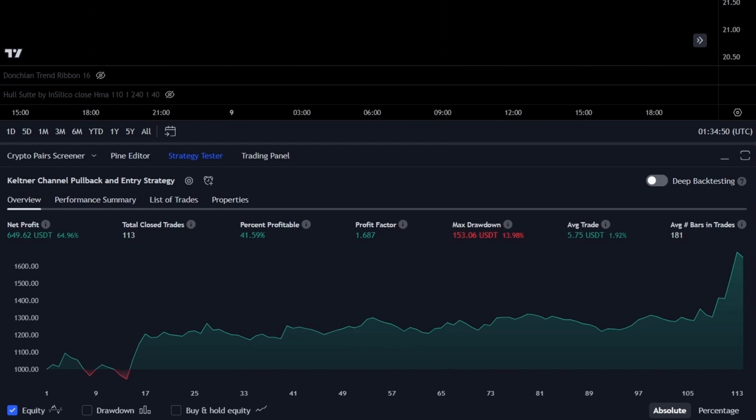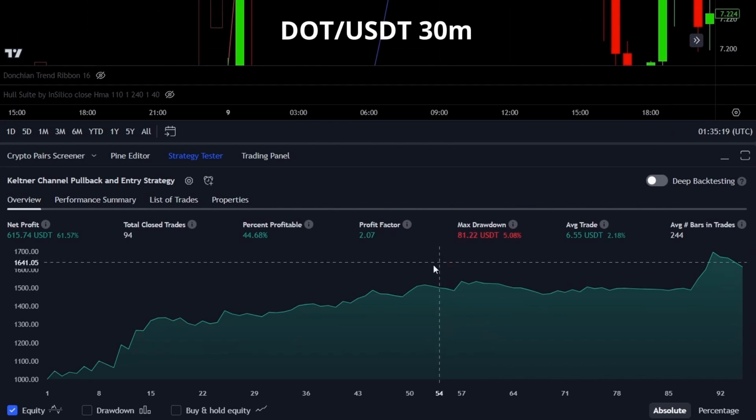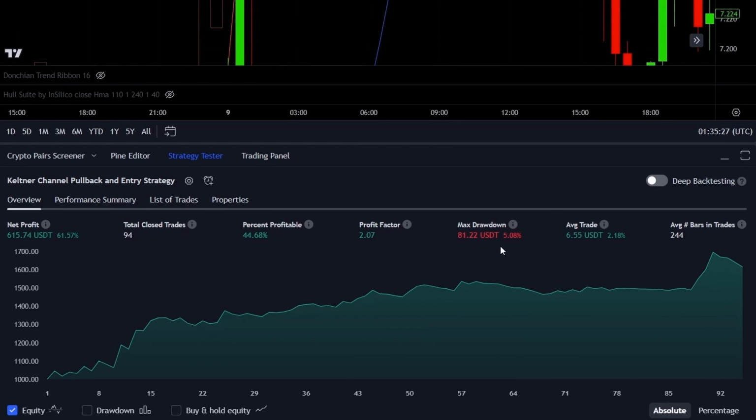Moving on, SOL. We get over 100 trades, 83% net profit, 1.7 profit factor, and under 10% maximum drawdown. And finally, DOT USDT. Very nice uptrend, 94 trades, 61% net profit, over 2 profit factor, and only 5% maximum drawdown.